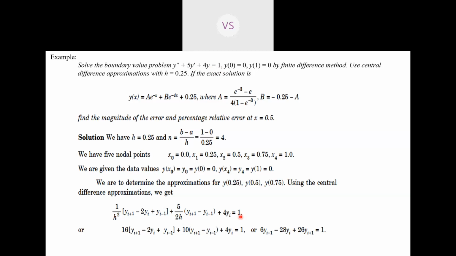So we have written the formula for y dash and y double dash from central difference approximation, and we have obtained the equation. So what is the equation you are getting? 6yi minus 1, minus 28yi, plus 26yi plus 1 is equal to 1. This is the final equation you are getting.